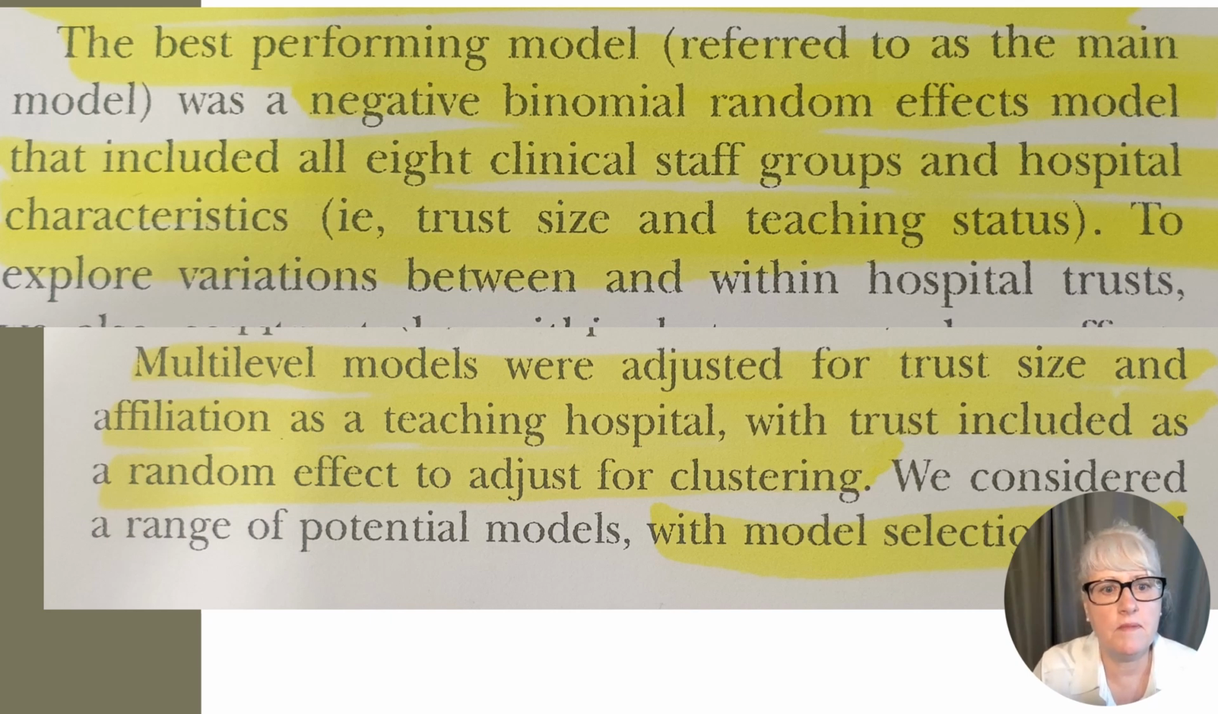They state the best performing model, referred to as the main model, was a negative binomial random effects model because it included 8 clinical staff groups and hospital characteristics. And multi-level models were adjusted for trust size and affiliation as a teaching hospital, with trust including a random effect to adjust for clustering. So they ensured that the models were adjusted for the trust size. They offered a clear rationale for the models used and why the models were adjusted to promote accuracy.